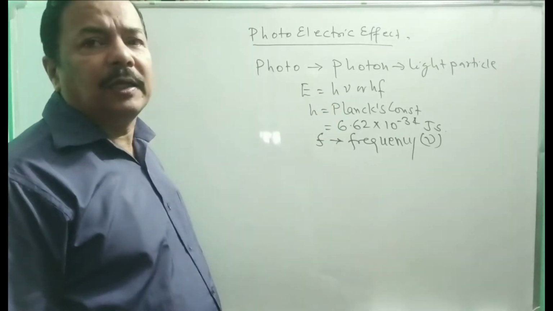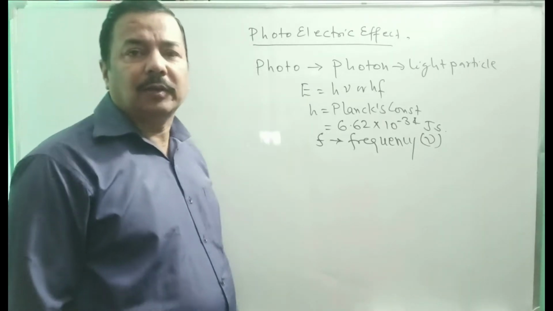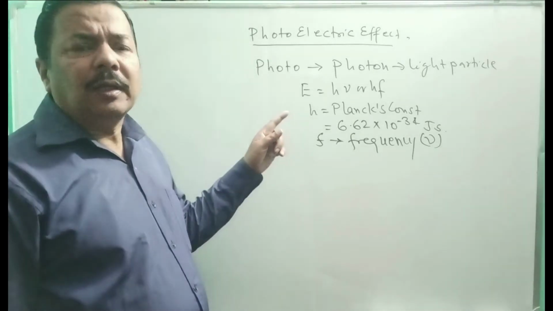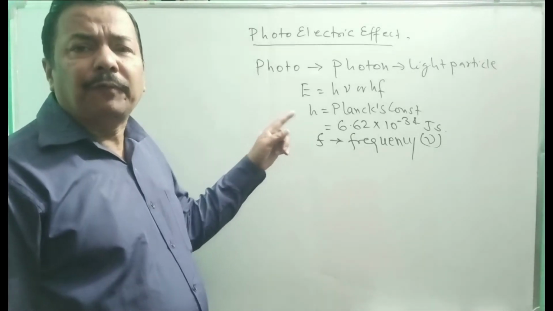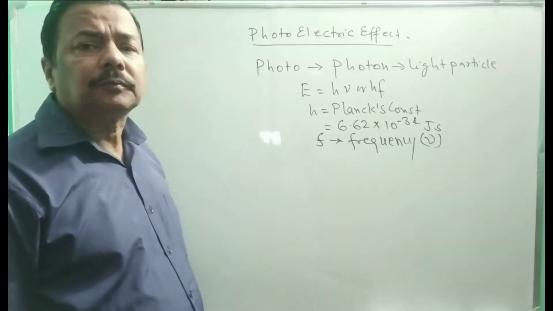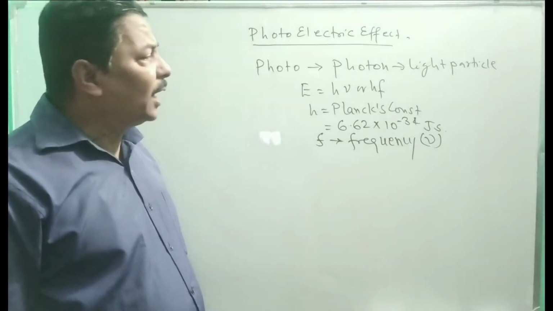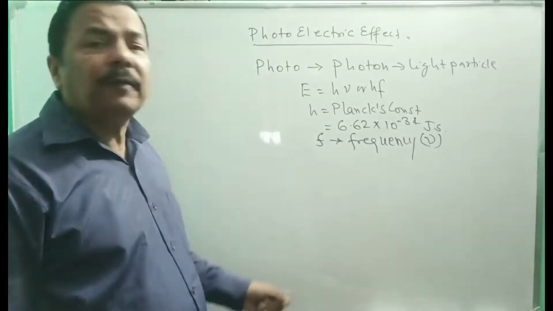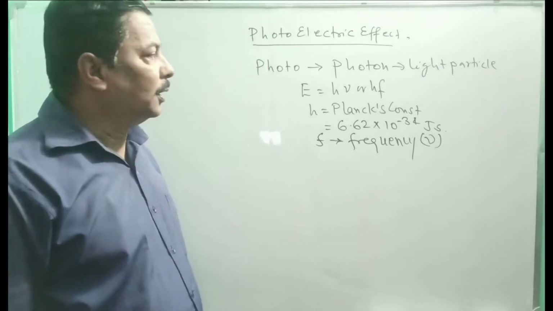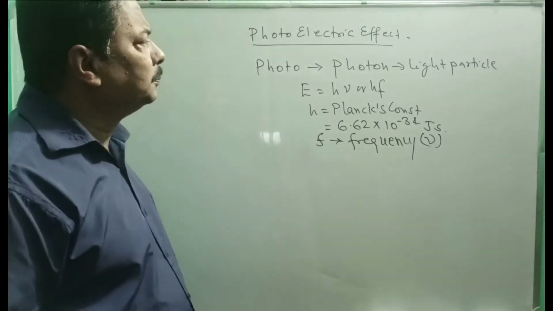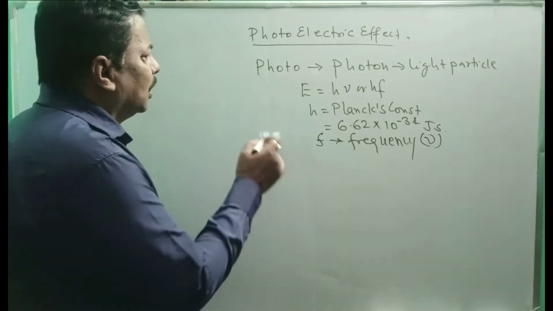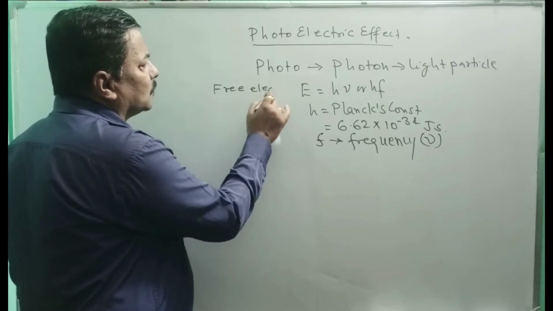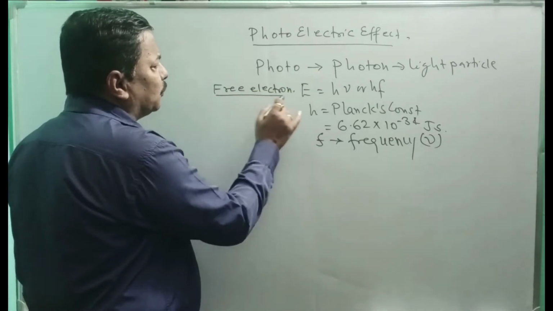Now, photon is a particle which constitutes light according to modern theory, and one photon interacts with the free electron of the metal, and then the electrons are ejected, known as photoelectrons, and the phenomenon is called photoelectric effect. So what is important to understand, that one term I have used, free electron. What is this free electron?